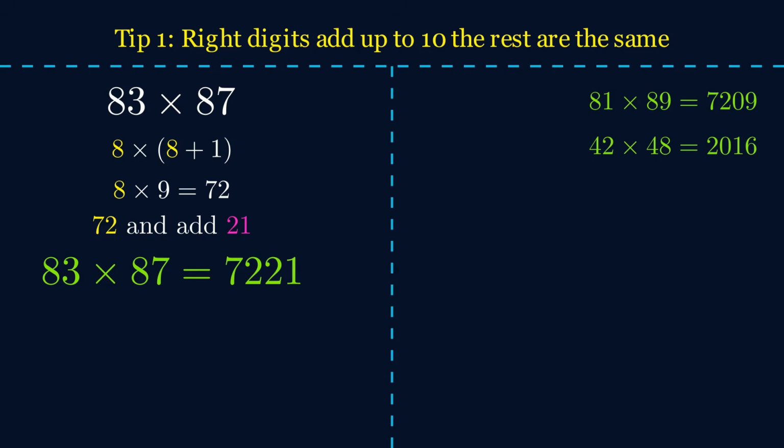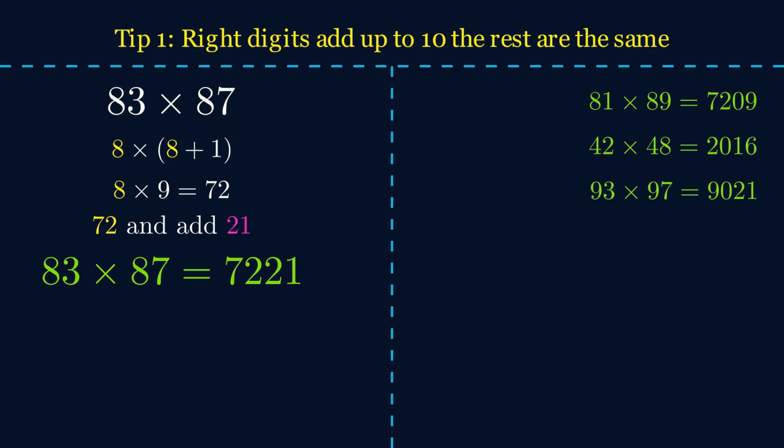Next example. 42 times 48. 2 and 8 make 10. Multiply 4 by the next number, 5. That's 20. And then 2 times 8 equals 16. Put them together, 2016.